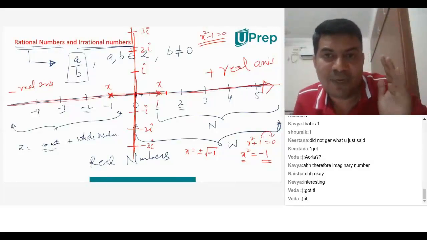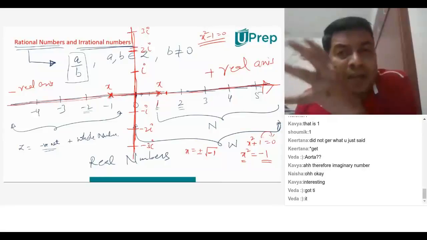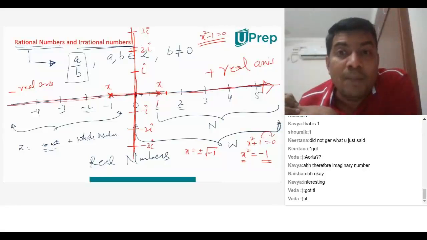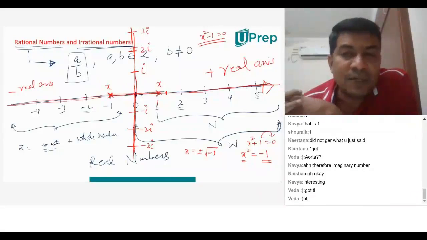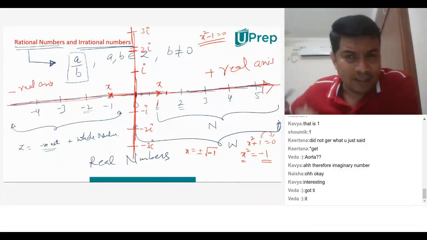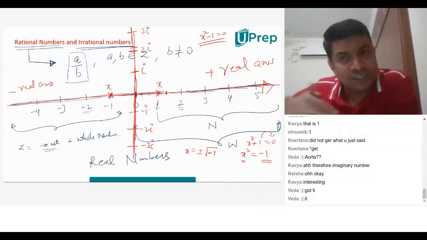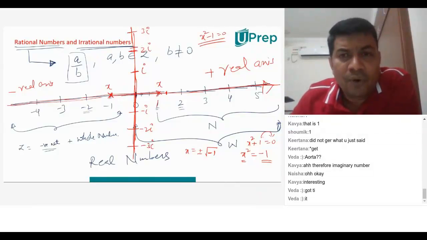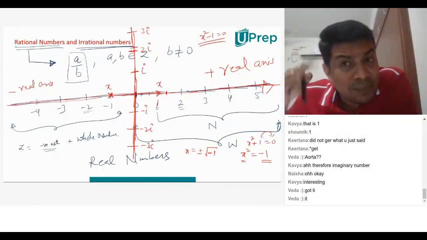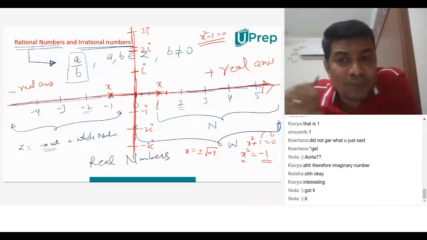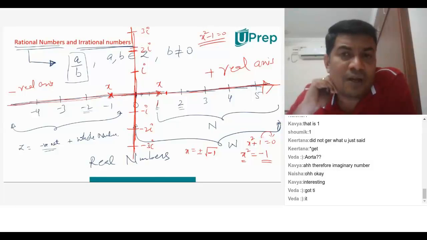When real numbers and imaginary numbers come together, they are called complex numbers. That is something you will learn in your higher standards. For now, you just need to know there is a real number axis, which is the real number line that all of you know. And there is also an imaginary axis, which is perpendicular to this axis.